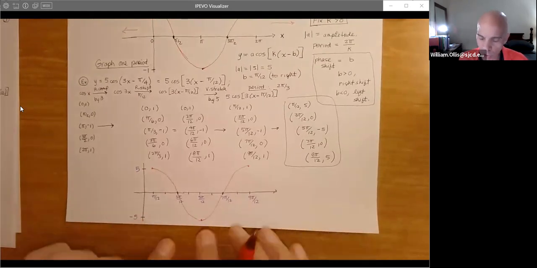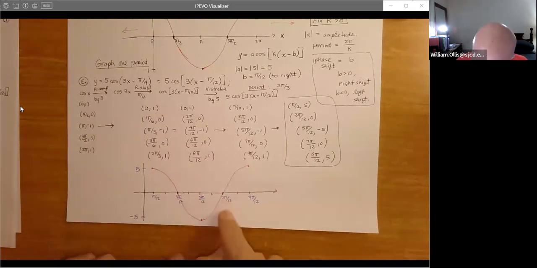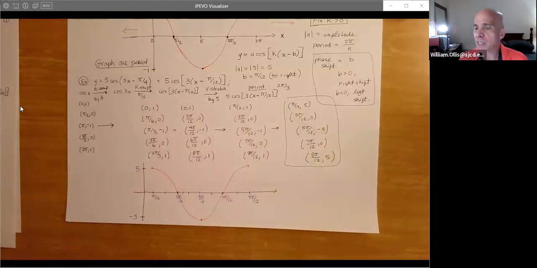And then, of course, once you've got the complete period, especially if you're doing the WebAssign, you can look at the axes and say, oh, yeah, this is right. You've got the points here. So once you've determined these points, you basically understand the new curve.